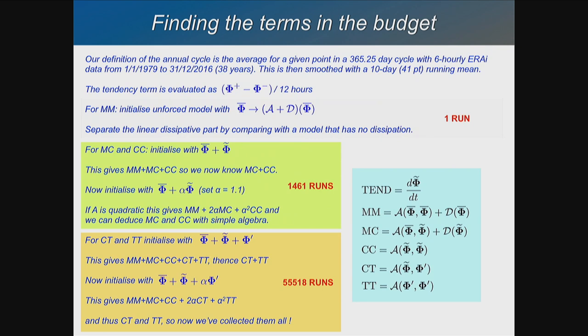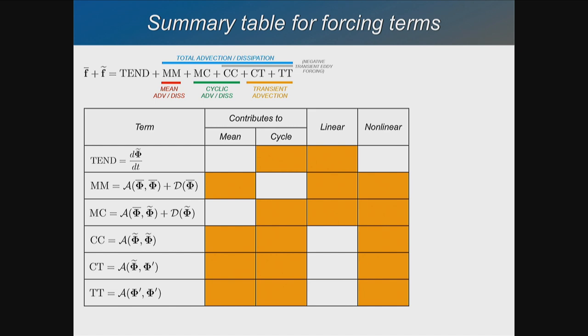So what are these terms? What do they contribute to? Well, the tendency just contributes to the annual cycle, not to the mean. It's linear, okay? MM only contributes to the mean and not to the cycle, but it has linear and nonlinear components. MC does not contribute to the mean, only to the cycle. It's linear and nonlinear. These other terms are just nonlinear, and they contribute to both: CC, CT, and TT.